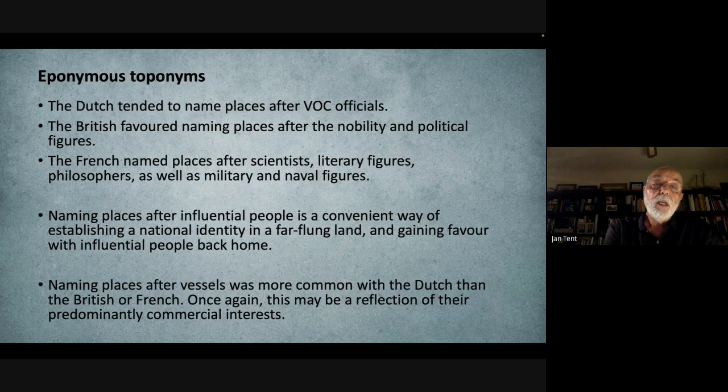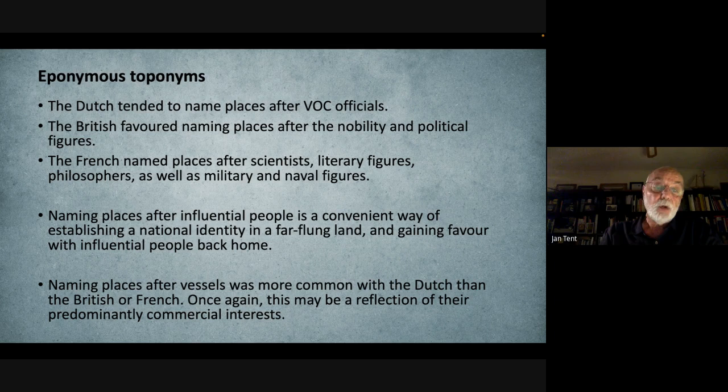But here is the most interesting bit. The French, who were right in the middle of the Enlightenment, named places after scientists, literary figures, philosophers, as well as military and naval figures, but mostly scientists and philosophers. I find that very, very interesting indeed, and that's very telling of the sort of mental attitudes that the French had, as well as the Dutch and the English. So naming places after influential people is a way of establishing the national identity, but also gaining favours with the people back home. Naming places after vessels was more common with the Dutch than the British. And once again, this may be a reflection of their predominantly commercial interests.